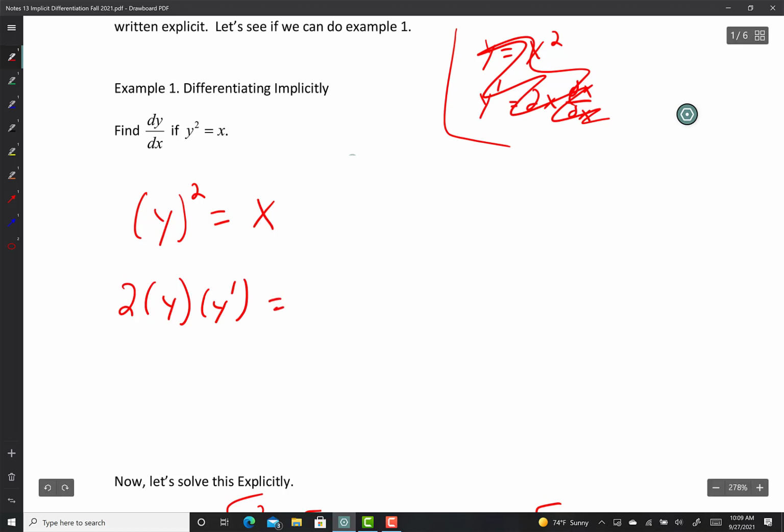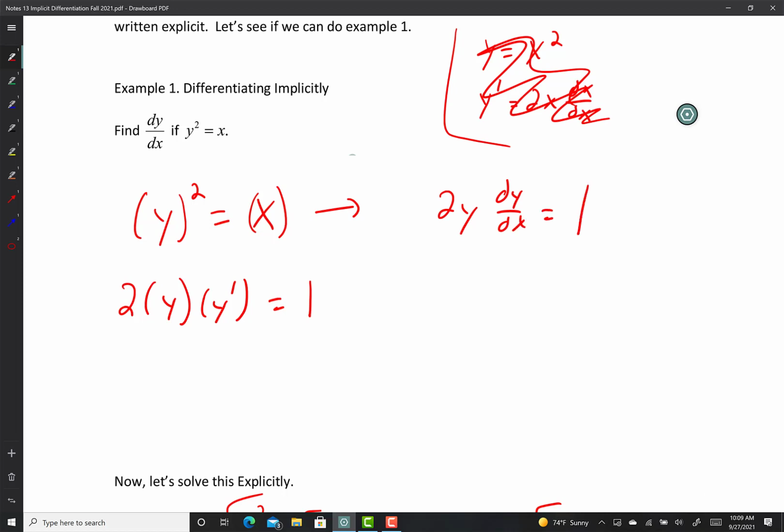Equals, and then derivative of... well, I guess there's nothing there. Derivative of x is just 1. And it really is dx, but that just goes down to 1, so you don't write it. Do you guys see that? So how do we usually say it? Like this. We go 2y dy/dx equals 1. You can write y prime, 2y y prime, but try not to. Try to do this one, because I know some of you guys are going to like the y prime better.